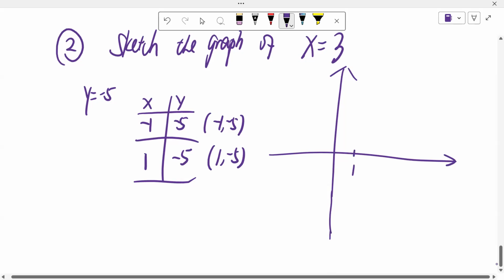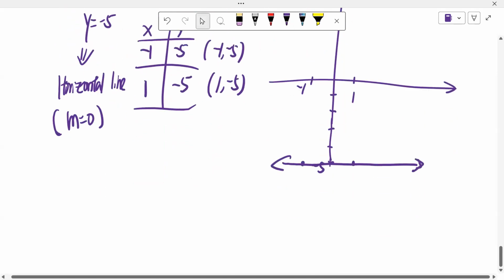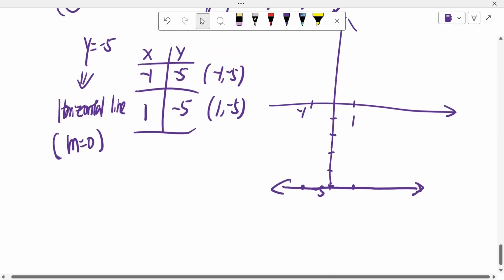So 1, -5, -1, -2, -3, -4, -5. -1, -5. 1 point here, 1 point here. And then once you connect it, extend it, you get a line. And we call this horizontal line. This is horizontal line. That means slope equals 0. It remains flat from left to right. It doesn't go up or down.